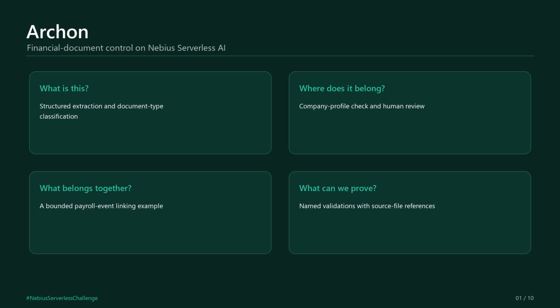It is not automated entry. It is clear categorization, human review, and bounded cross-document controls. Accounting journals and general payment matching remain beyond this prototype.